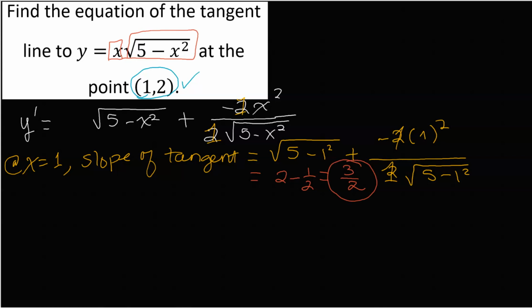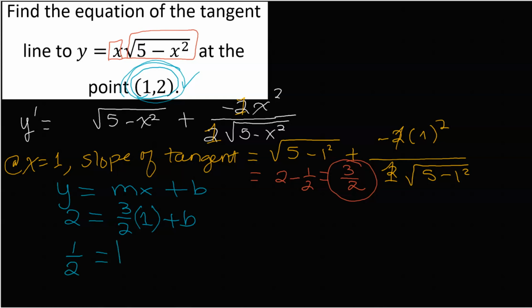Now remember that the equation of the tangent line is going to be calculated using y equals mx plus b, where m is 3 over 2, x is 1, and y is 2 because the line is crossing through the point (1, 2). We can find out what b is, and in this case, 2 minus 3/2 is 1/2. So b is equal to 1/2.